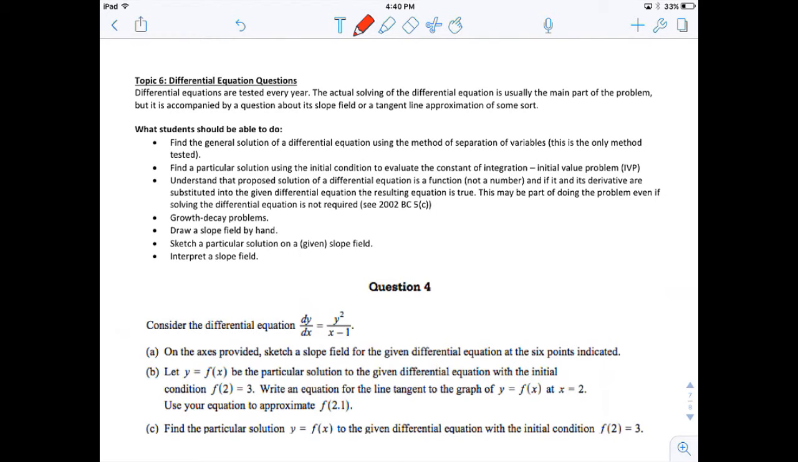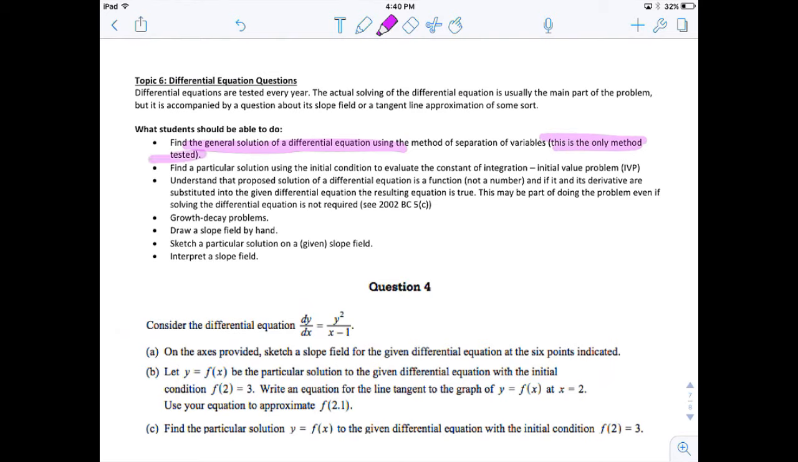You could be asked to find the general solution: separate your variables, separate, integrate. Those are like 5 points. So make sure that you show each step, and we'll talk more about what those should be. This is the only method you'll be tested on. So if you can't separate it, then it's not a separation question. You're not going to be able to find it. Okay, finding a particular solution using an initial value, so actually solving for C.